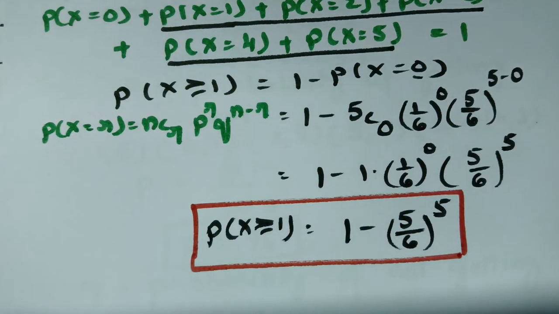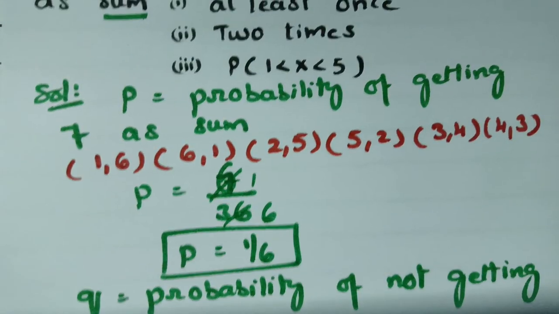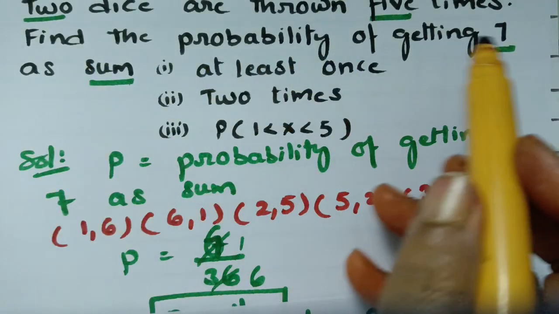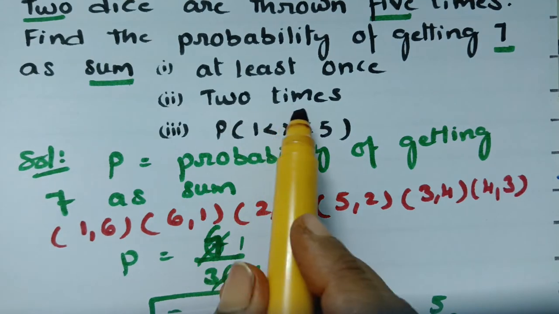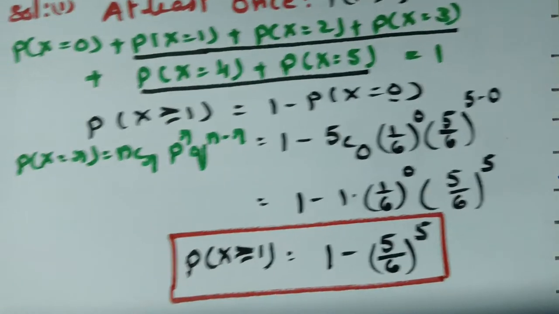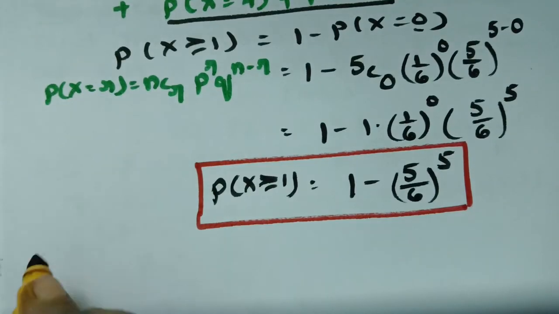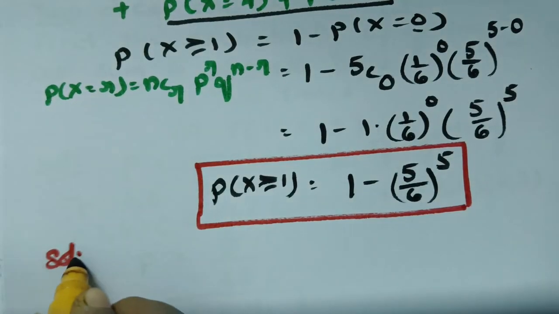And the next one, solution 2. What is our question 2? Find the probability of getting 7 as sum 2 times. It is very clear in the statement that we have to get sum as 7 for 2 times. Solution 2.